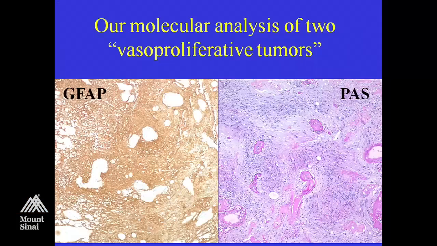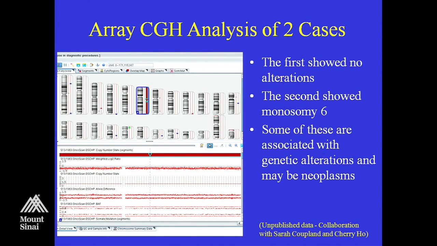in this case. But there was a second case we had gotten in consultation from Sarah Coupland, who'd sent it from England, and Ralph Eagle had looked at it as well. Her case was a very aggressive one. Unfortunately, I couldn't find the photos of it. But it actually filled the eye and perforated through a posterior scleral defect, so it was growing very aggressively in the eye, although the morphology was fairly typical of these lesions. And interestingly, when I sent that case for array CGH, there actually was monosomy 6.